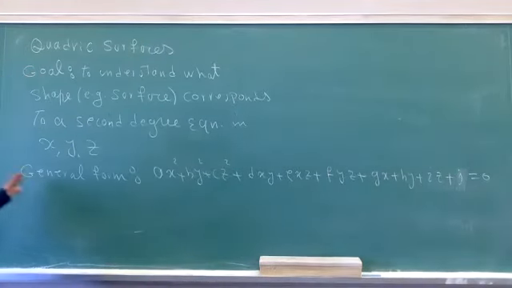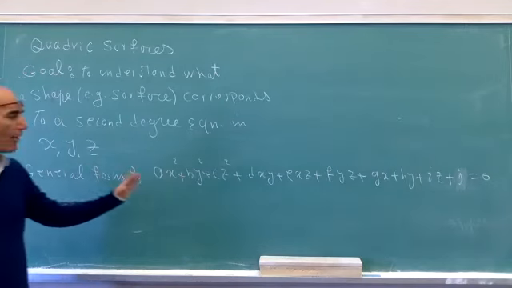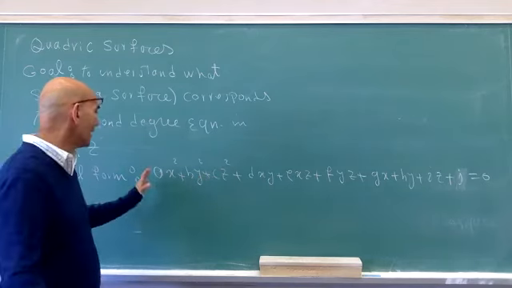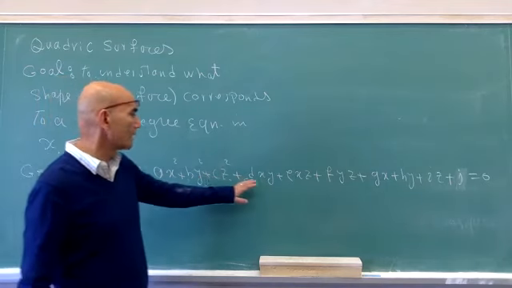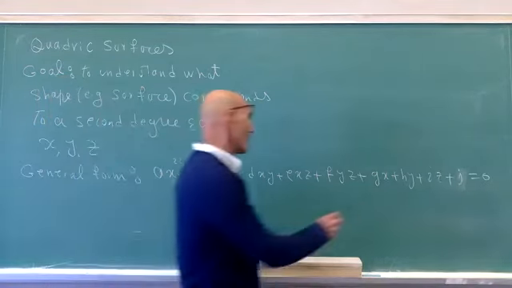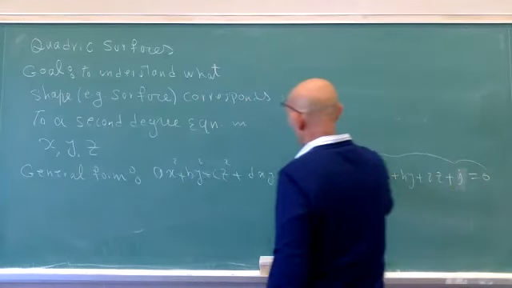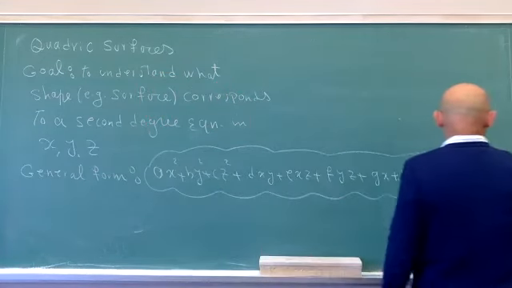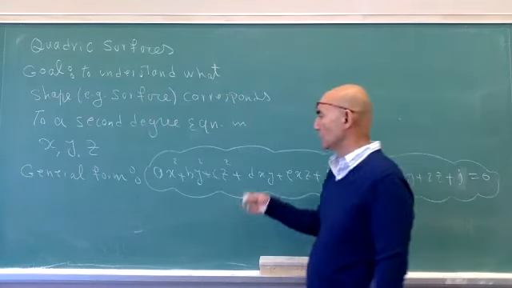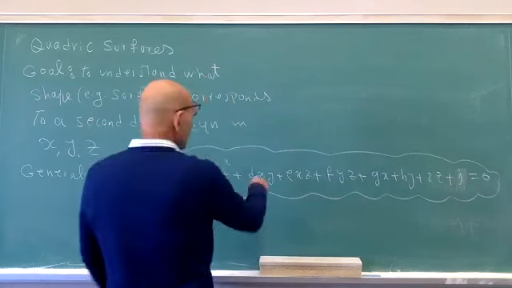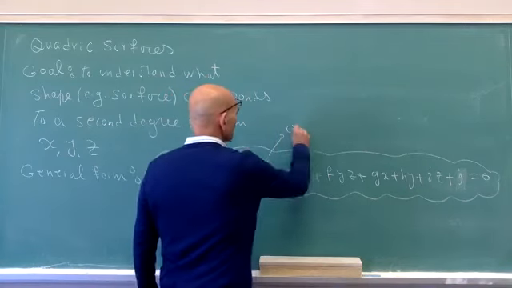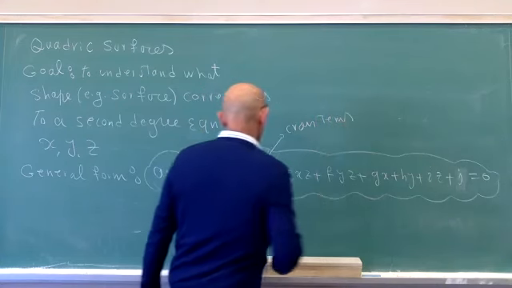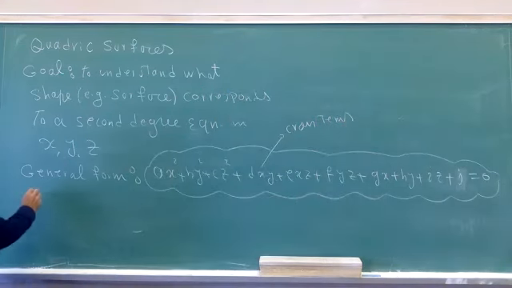Okay, so we have this equation, ax squared plus by squared plus cz squared. So this is the general form. Now, this is a tall order. This is very difficult to handle in general. There are these cross terms, right? So this is way too difficult in a way for us now.